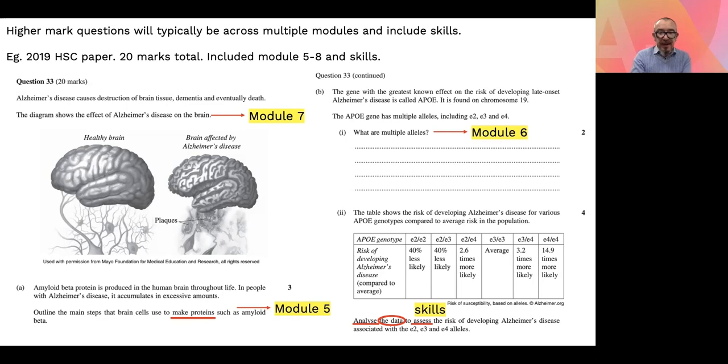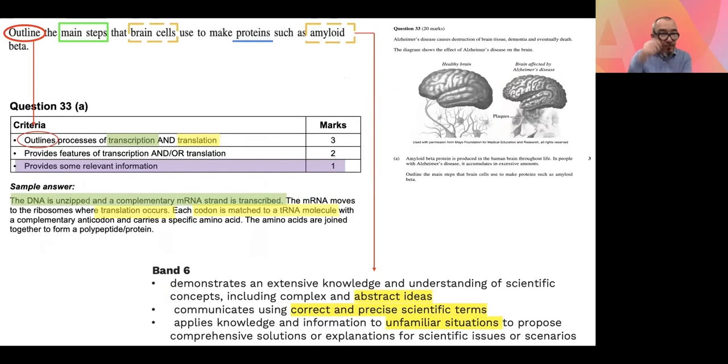And again, just to highlight that on the marking criteria, here we go: outline the main steps that brain cells use to make proteins such as amyloid beta. So outlining, that's giving just a series of brief steps, a bit higher than an identify, so you just need to give some of the key steps. And again, note that when you look at the actual marking criteria, there's no mention of beta amyloid or brain cells. It's about transcription, and they even capitalize it for you, and translation.